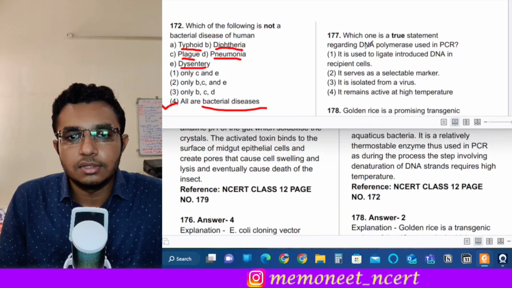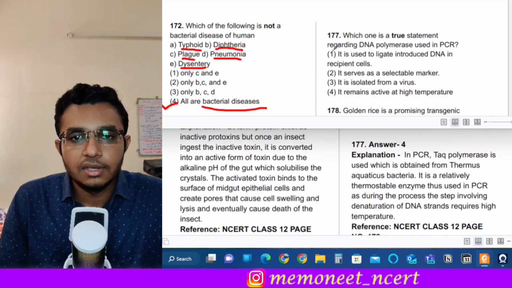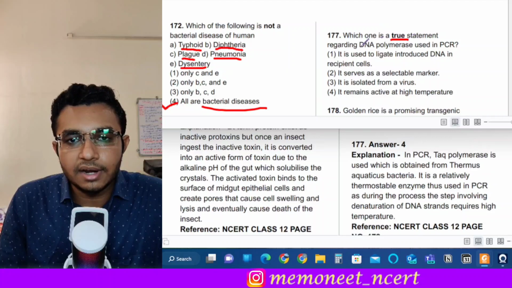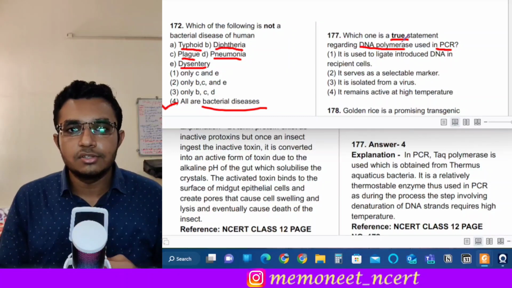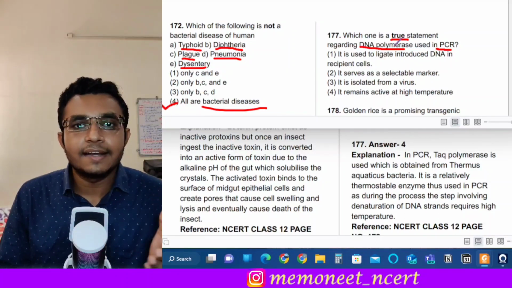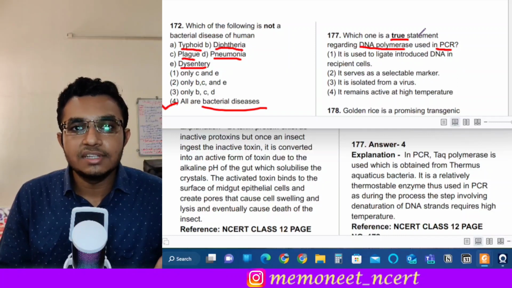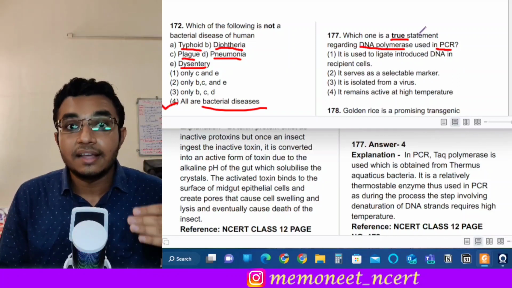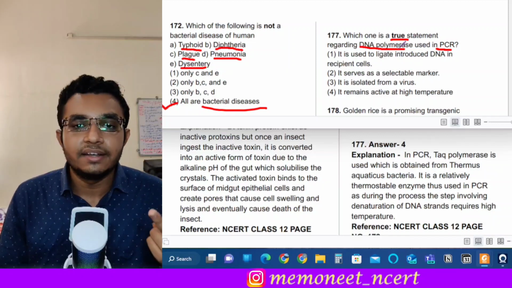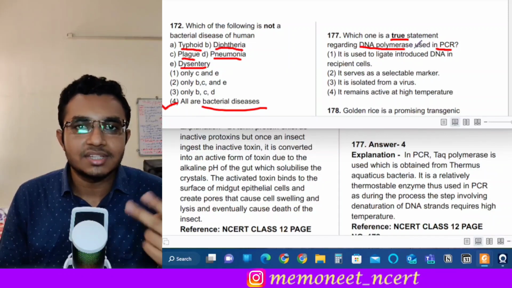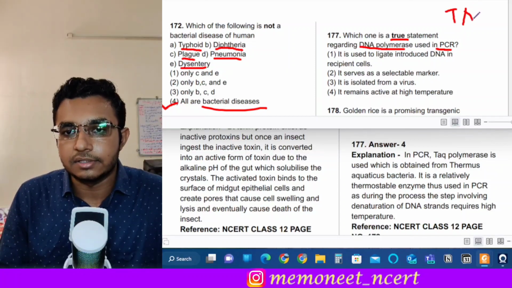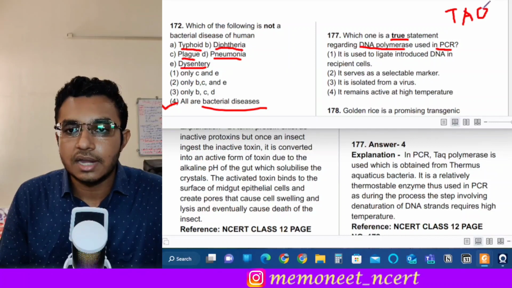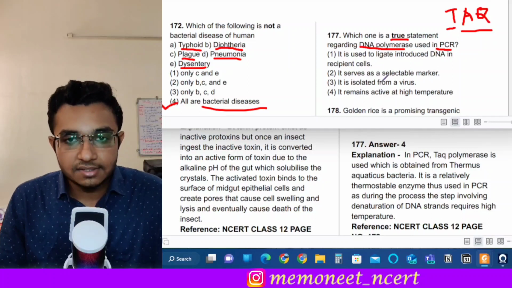Moving on to the next question, the question number 177. Which one is a true statement regarding the DNA polymerase used in PCR? Okay, so as we know, what DNA polymerase do we use in PCR? Yes, we use the Taq DNA polymerase. And this Taq DNA polymerase, first of all, it is thermostable. That is, at high temperatures also, it is active. Then it is obtained from a bacteria, that is Thermus aquaticus. Therefore, it is called Taq DNA polymerase. Thermus aquaticus. So now let us see the different statements.